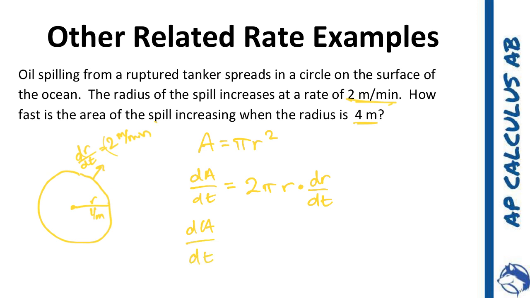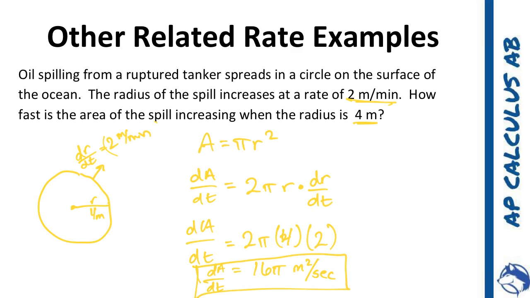dA/dt is equal to 2 pi, radius of 4, and then my dr/dt is 2. So I multiply this out, and I'm going to get 16 pi. And my units for dA/dt, well, we're doing area, so it's got to be meters squared. And since it's a rate, it's got to be per second. So that's how I find my dA/dt.